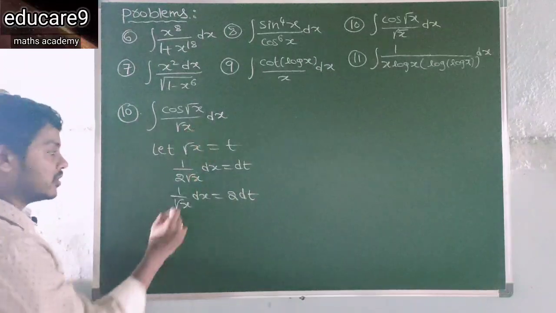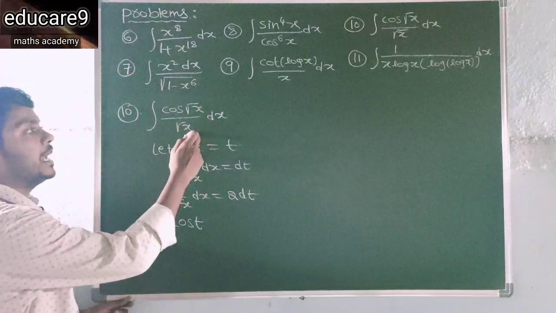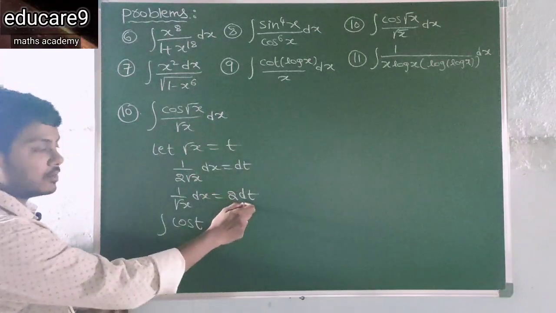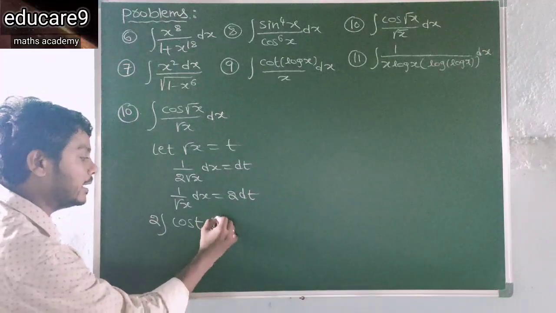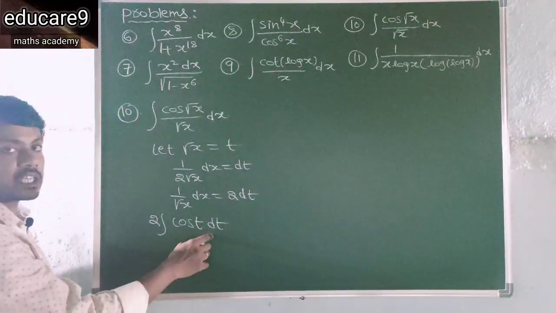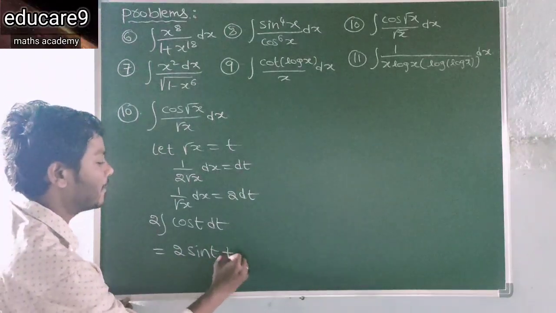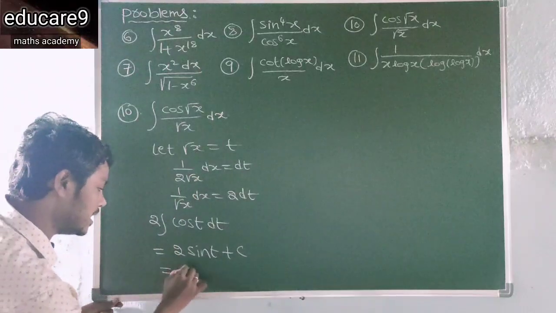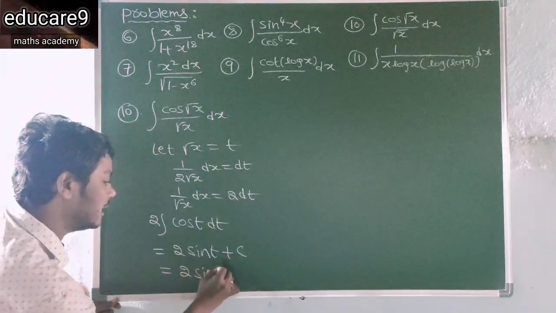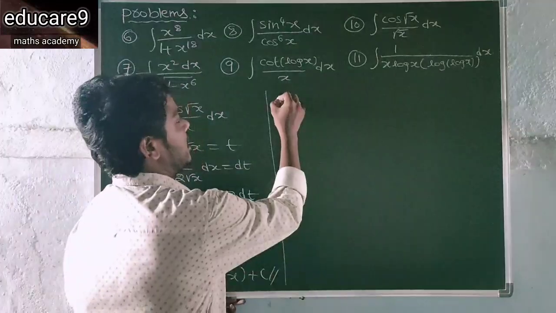So substitute here, what you get? Cos t. 1 by root x dx is 2 dt. So write 2 outside of the integral and dt. Integration of cos t is sin t. So 2 sin t plus c. But what is t? That is root x. So this is 2 sin root x plus c. See the 11th one.